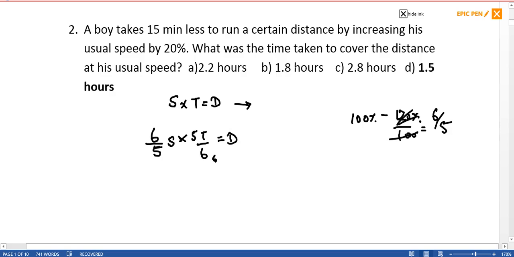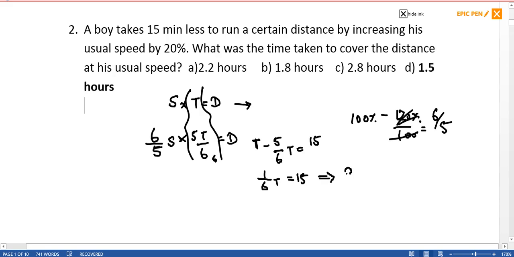They are saying that the boy takes 15 minutes less time. So compared to the earlier time, now the boy takes 15 minutes less. That means the difference between the earlier time and the present time is 15 minutes. So this is t minus 5 by 6 t, which is equal to 15 minutes. So this is nothing but 1 by 6 t equal to 15. So t is 90 minutes.